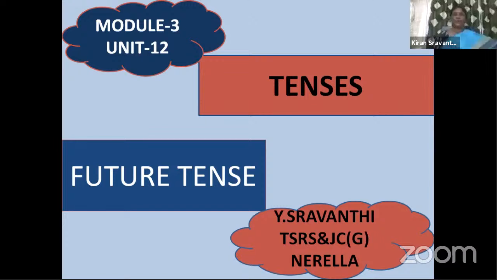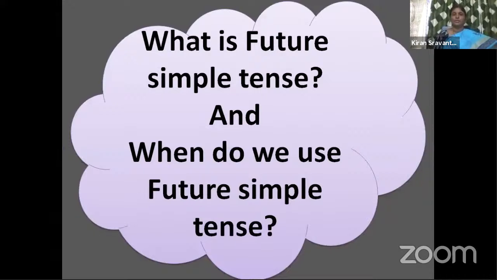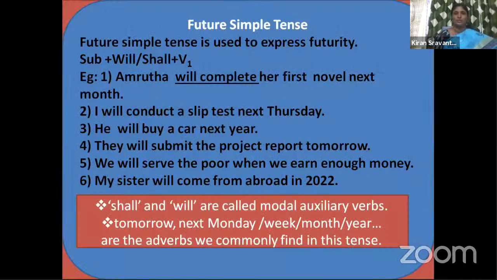So far we have completed present tense and past tense, and now we have come to future tense. Coming to future tense, again we have four subdivisions: future simple, future continuous, future perfect, and future perfect continuous tense. Before we go into what future simple tense is, we have to know when we use it.